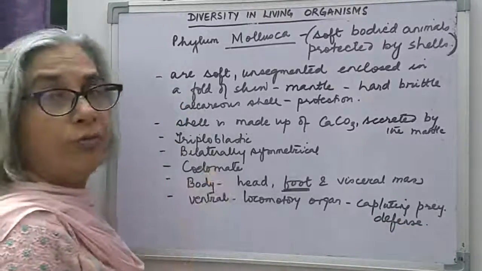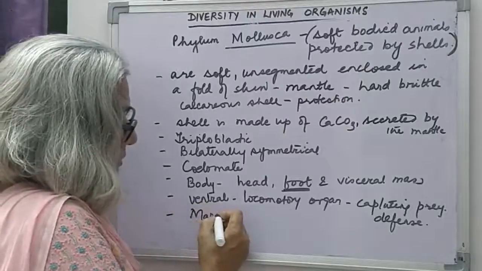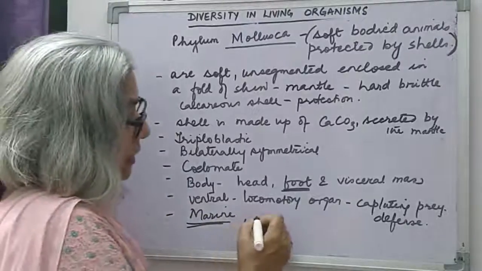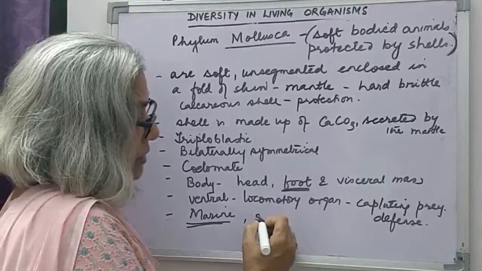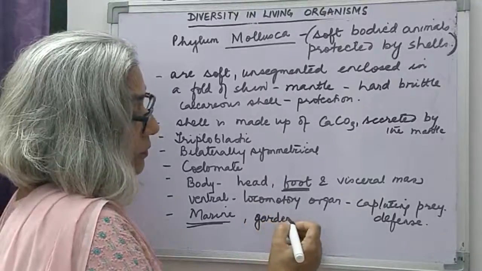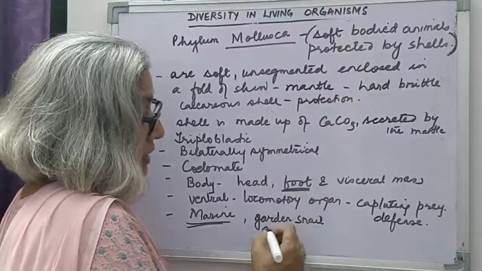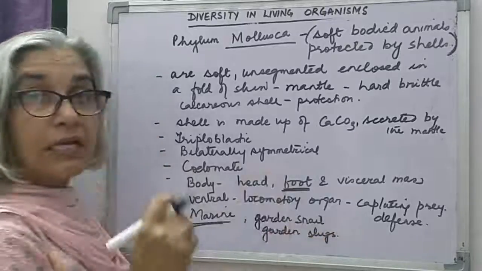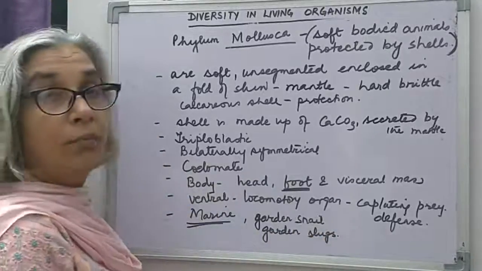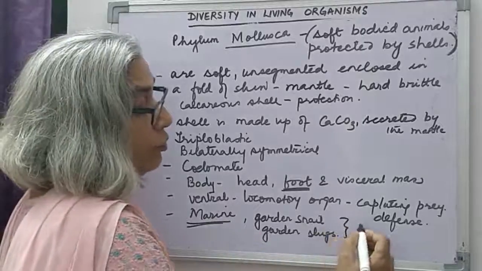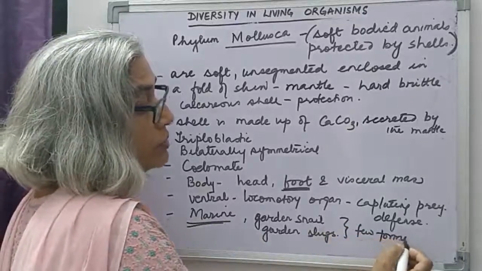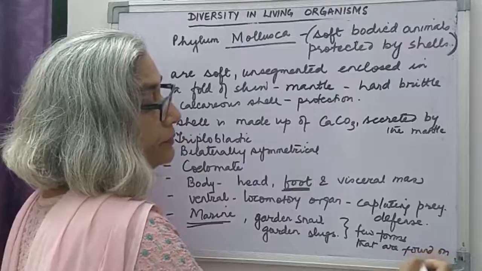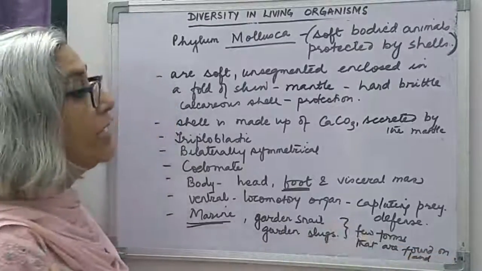Now most of the mollusks are marine, found in sea. But some, like the garden snail, the snails and slugs which we see in the garden, are also mollusks, but they are some of the few forms that are found on land. So this is a kind of exception.